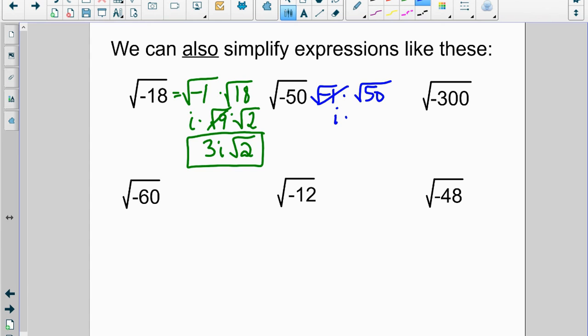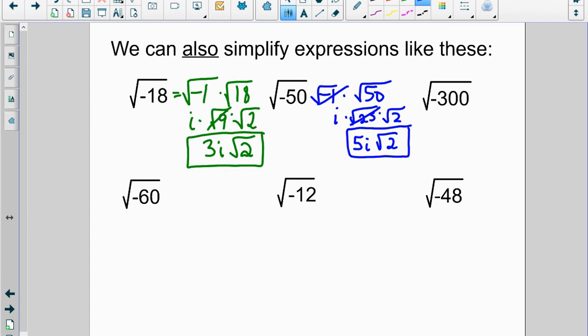Well, 5 times 10. The 5 and 10 aren't perfect squares. 25 times 2, well, that'll work because 25 is a perfect square. So we break it up. We already had the i from the square root of -1. We also know that the square root of 25 is 5. I'm going to move my i after the 5 this time. i times 5 is just 5i. And I leave the radical part at the end. So 5 times i times square root of 2.